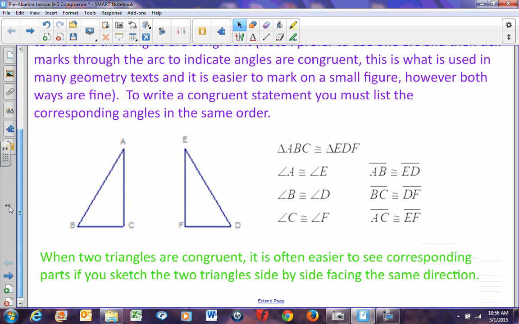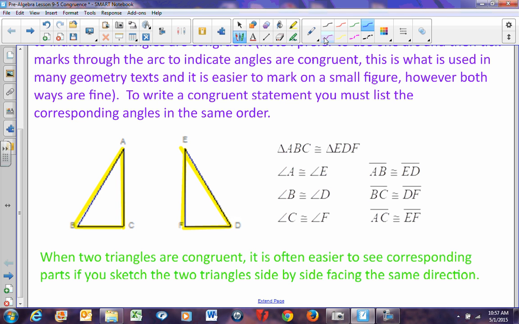To write a congruent statement, you must list the corresponding angles in the same order. For example, if I told you that triangle ABC was congruent to triangle EBF, okay? ABC is congruent to triangle EBF. It has to be in that order because if you look at this, I went from A to B, so I have to go E to D. Then I went from B to C, so I have to go D to F. And last but not least, I went C to A, so I have to go F to E. They have to go in the same order. Okay, so it has to go E, D, F.